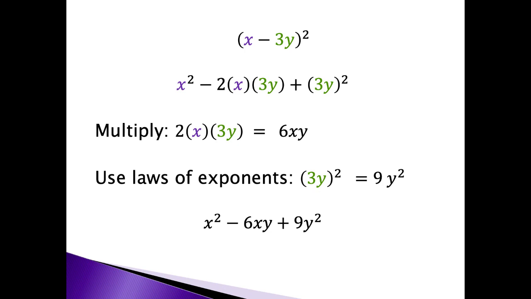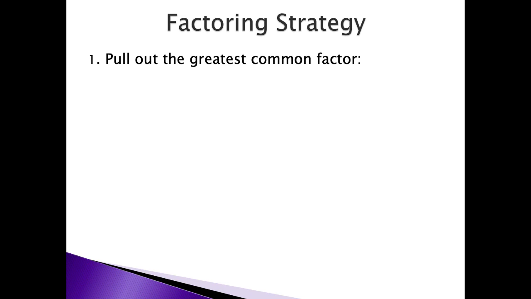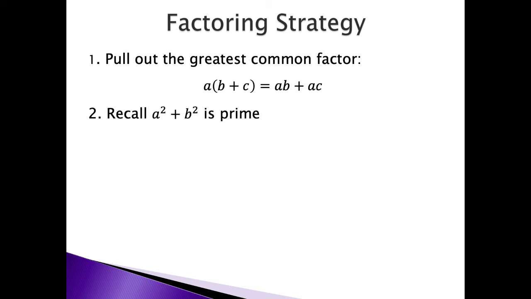All right. Now, we're also going to be taking things from the general form and putting them back in. So we're going to have to factor some things. And so I'm giving you on the last slide some general factoring strategy. So the first thing you're going to want to do is pull out the greatest common factor. So that's using the distributive property backwards. The second thing you need to realize is that if I have a squared plus b squared, that is prime. You can't factor that. That's what it is.